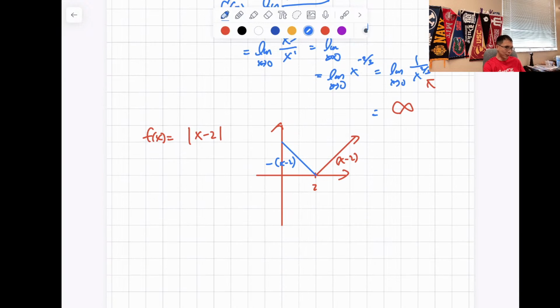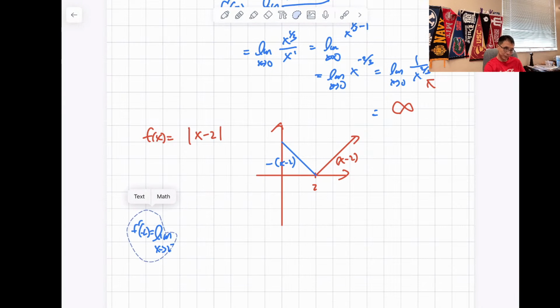Now, what happens if you take the limit as x approaches 2 in this case? I'm going to do it from both sides, starting with x approaching 2 from the left. Hopefully we can take the derivative of this, but if we cannot, that's okay. So I'm going to try to take a derivative of f prime at positive 2. Of course I'm going to use the definition of derivative. f of x is going to be x minus 2, but from the left side it'll be negative x minus 2. Is that okay?